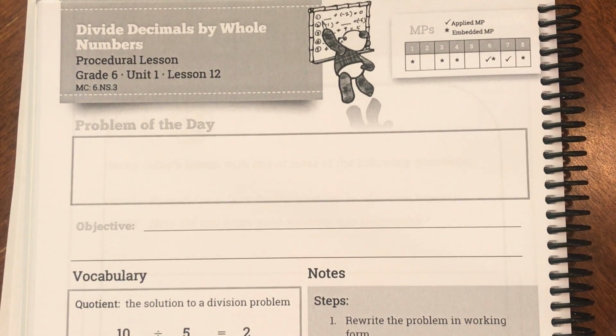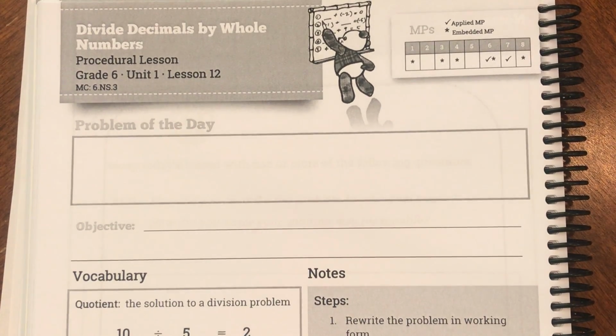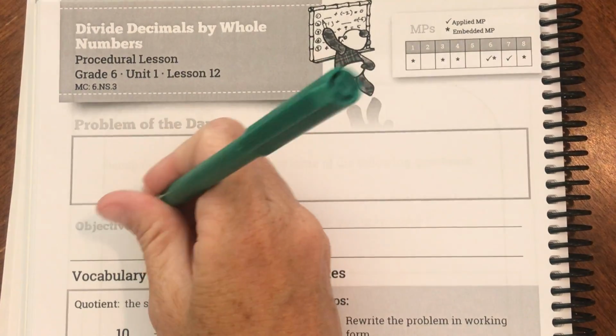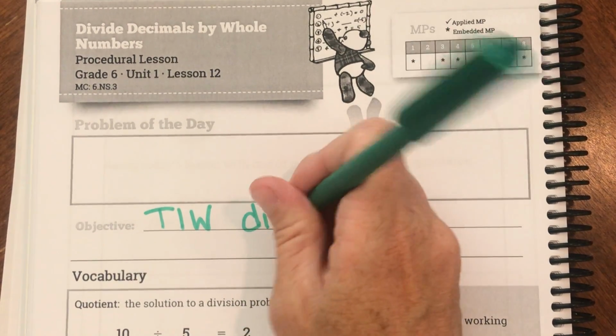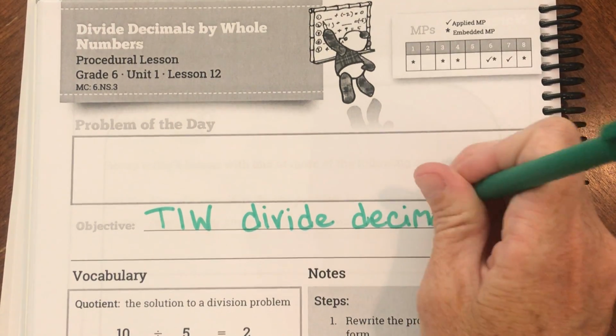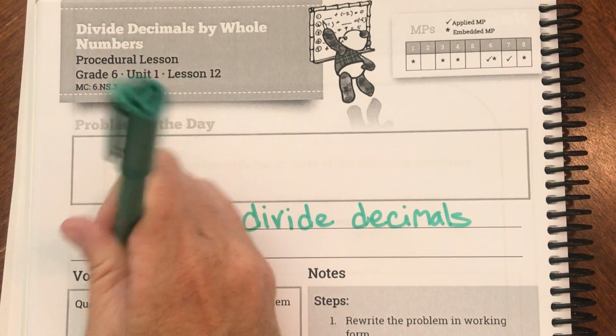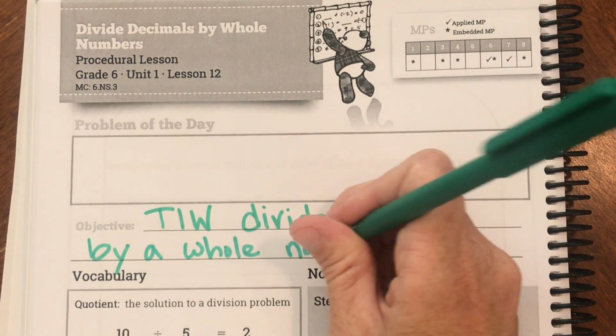Today we're on page 69 of your student journal. And our objective or our goal for the day is, today I will divide decimals by a whole number.